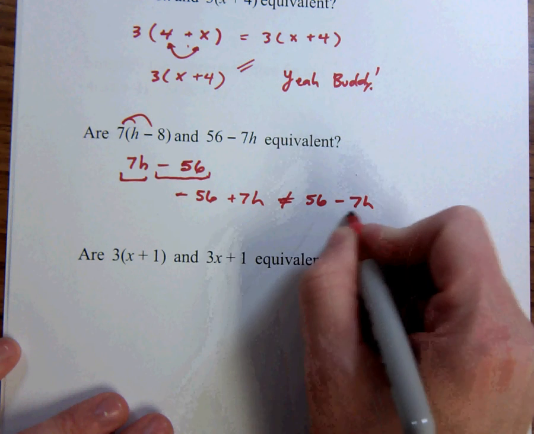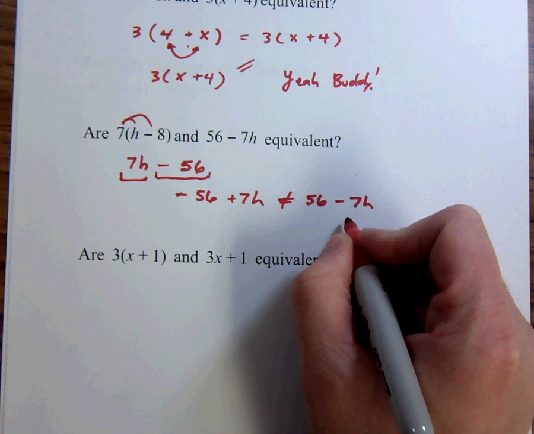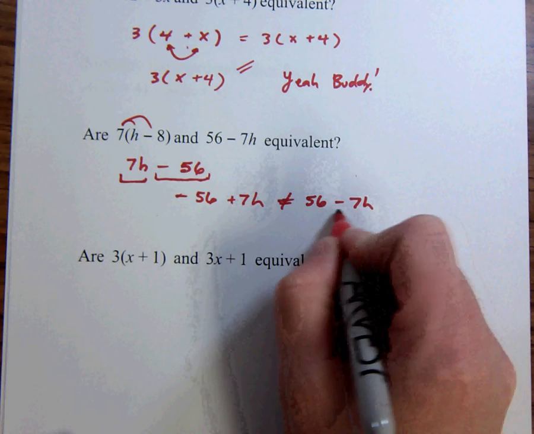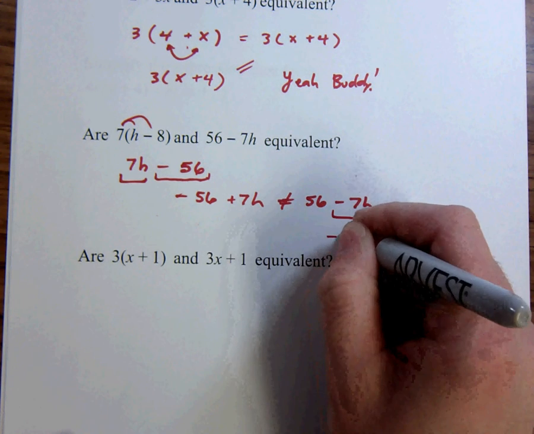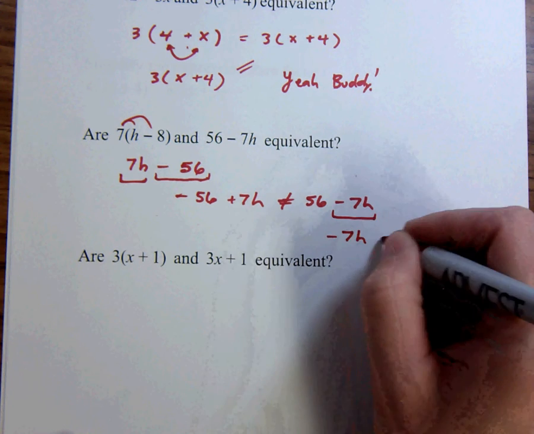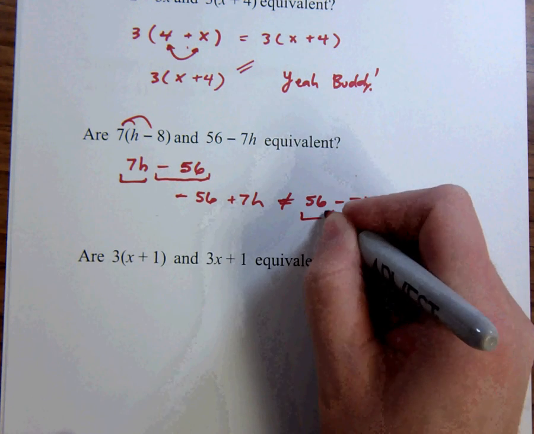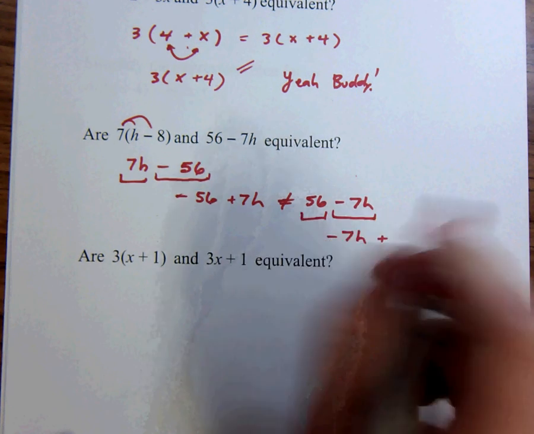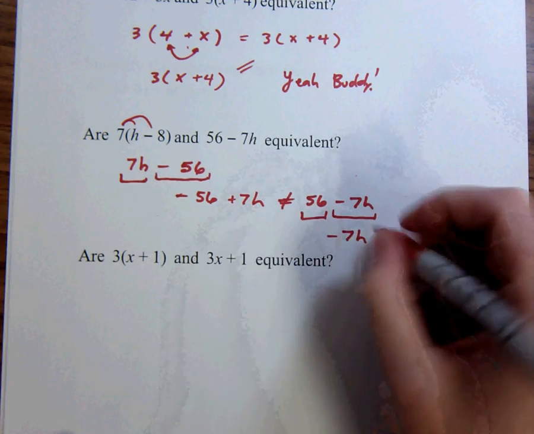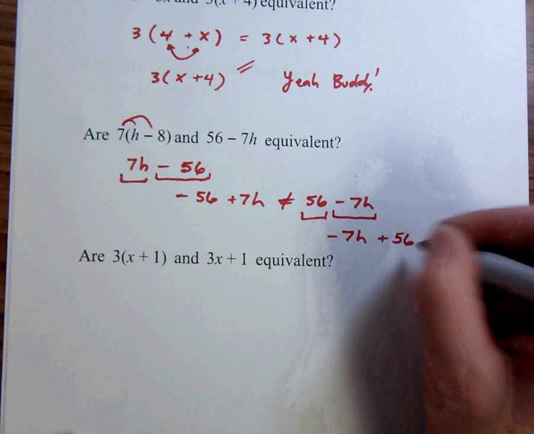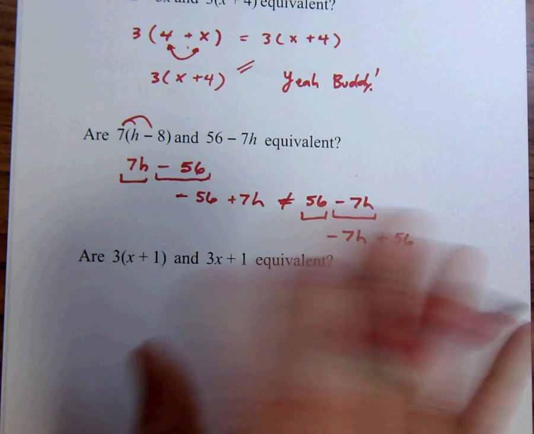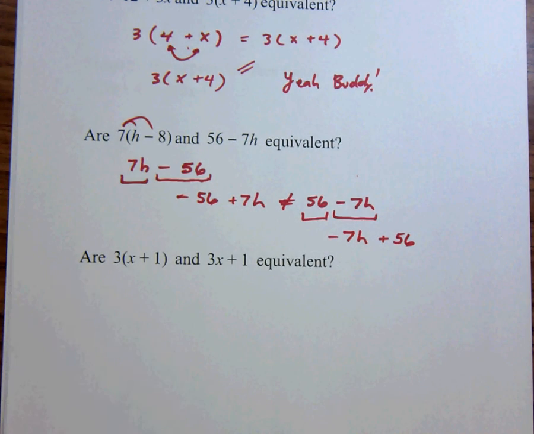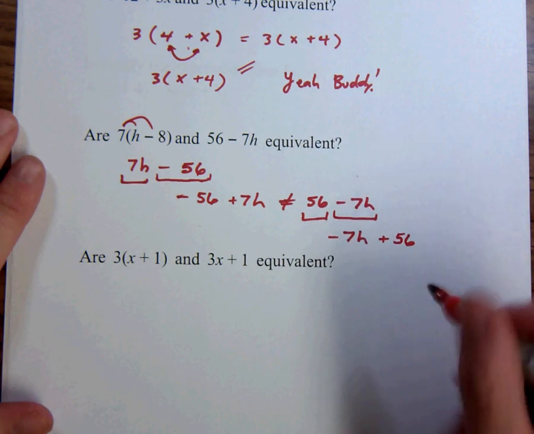So if I were to flip the order of this right here, the negative travels with the 7h. So this is negative 7h. Now if you don't write the negative there, then it's understood to be a positive. So the positive travels with that. So if this was what we came up with the first time, then they would be equivalent, but they're not. So no.